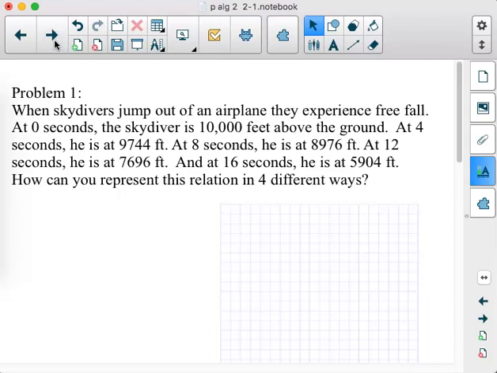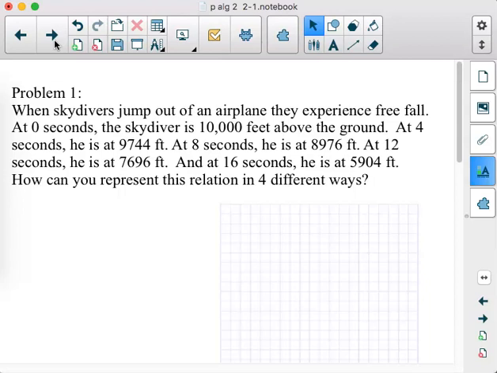So now, problem 1 says, let's think about what's going on here and think about the different ways that we have to demonstrate this. When skydivers jump out of an airplane, they experience free fall. At 0 seconds, the skydiver is 10,000 feet above the ground. At 4 seconds, he is at 9,744 feet. At 8 seconds, he is at 8,976 feet. At 12 seconds, he is at 7,696 feet. And at 16 seconds, he is at 5,904 feet. Where for me, that would be where I would finally take a breath after screaming my head off for the first 16 seconds.